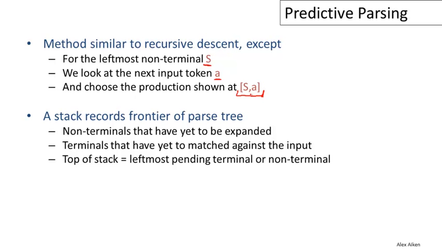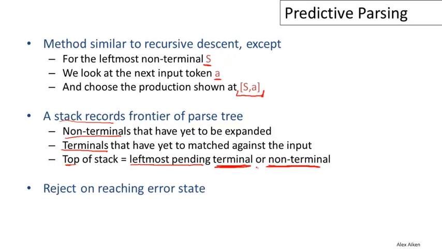And instead of using recursive functions to trace out the parse tree, we're going to have a stack of records that can record the frontier. At any point in the parse tree, we will have some non-terminals that have yet to be expanded. Those are always at the frontier, at the current leaves of the parse tree. And also there are some terminals that we have yet to match against. And those will all be recorded on a stack. The important property of the stack is that the leftmost pending terminal or non-terminal is always at the top of the stack. So either the terminal we're trying to match or the non-terminal we're trying to expand will always be on top of our stack.